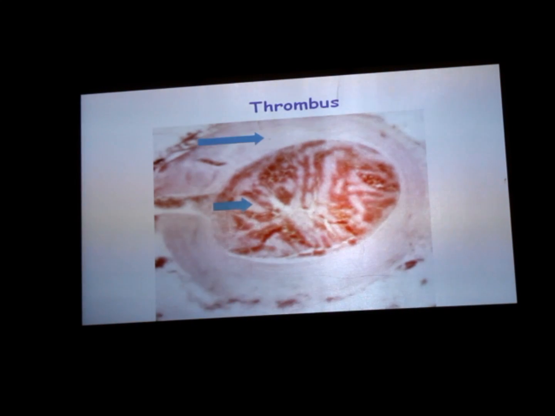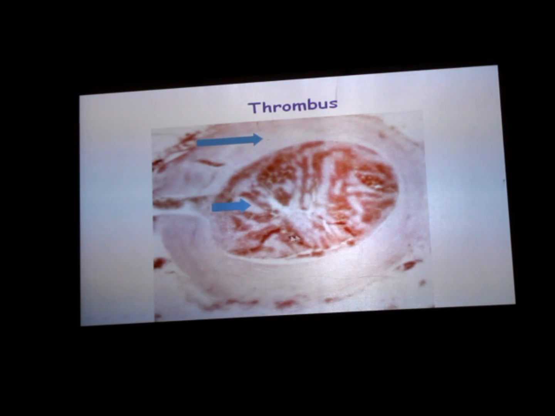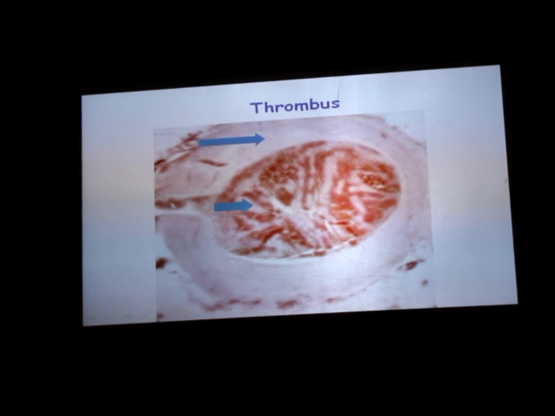So what is this? This is a thrombus. Okay. This is a blood vessel. What does a thrombus consist of? You have studied in 3rd year, okay? Thrombosis in chapter of hemodynamic disorders.